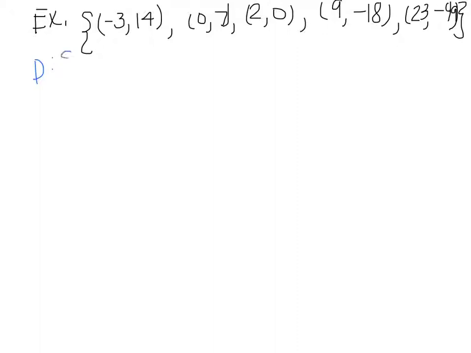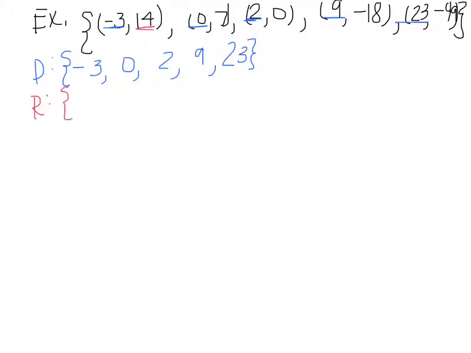And when you write it, you use those little brackets to actually identify the domain. And it really doesn't matter which order you put it in. Some books do smallest to largest, some do largest to smallest. It doesn't matter. So domain, we're looking at all the X coordinates. So we have -3, 0, 2, 9, and 23. And if you see a number being repeated, you don't have to write it twice.